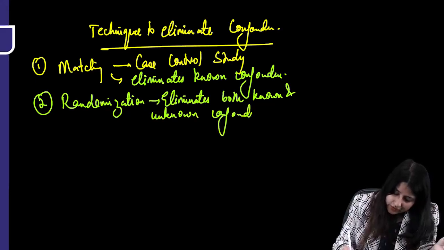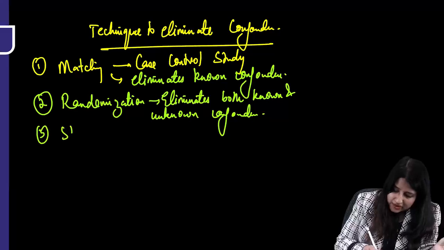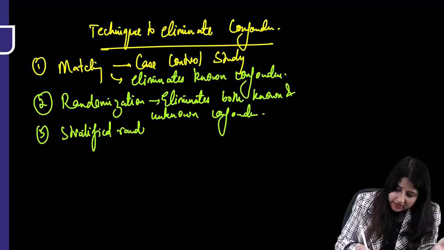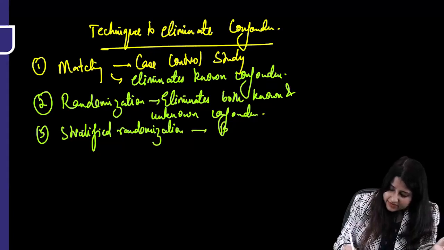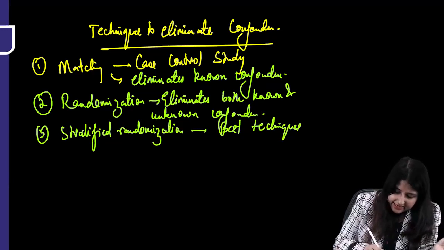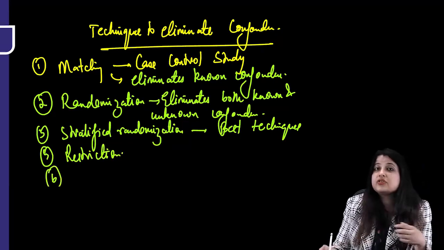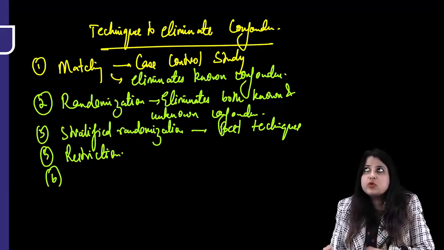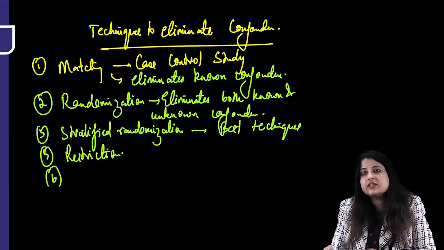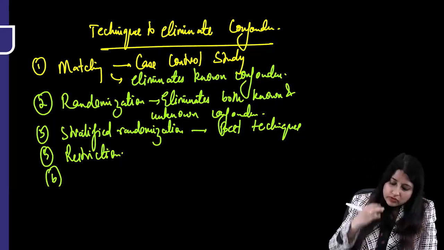Then we also have the technique of stratified randomization. Within randomization we are also doing a stratification. So stratified randomization is the best technique. Then we also have restriction. Restriction is done for cohort. If smoking is a confounder, then we'll restrict our study to non-smokers.